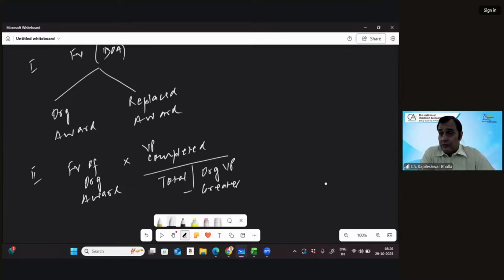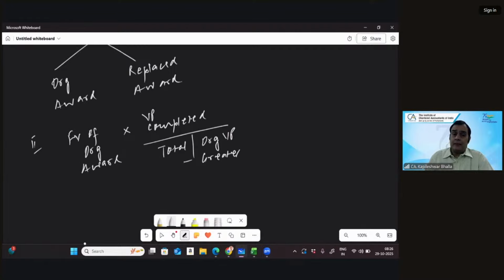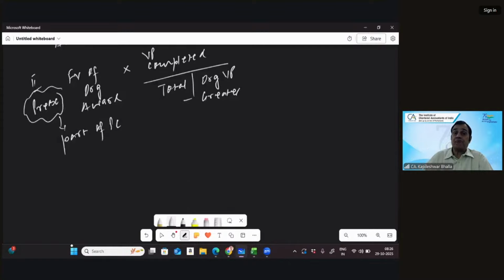So the original, whatever will be there, and if the acquirer makes changes in terms of the vesting period, you need to consider the total. So which is already passed by, and the additional vesting period. And then this is the pre-business combination portion. And this is going to be a part of the PC. This is going to be a part of the purchase consideration.